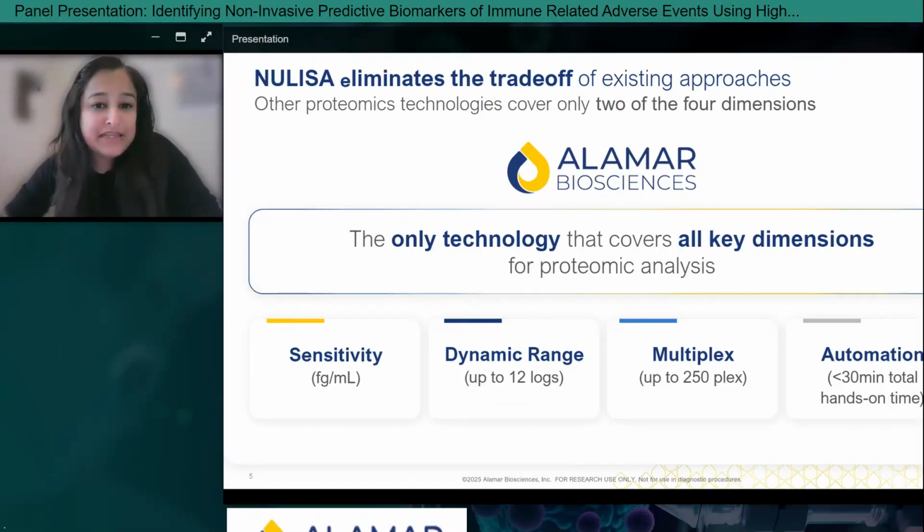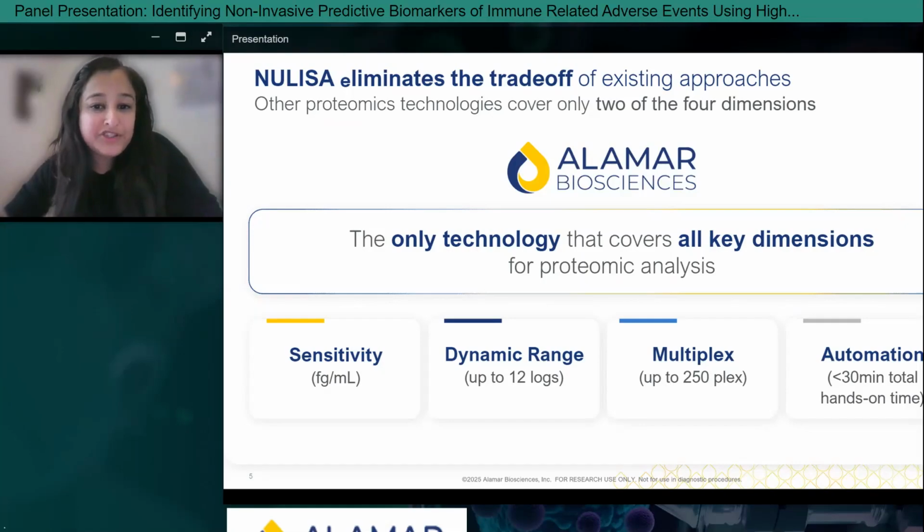The technology that we've developed is the NULISA technology. NULISA stands for Nucleic Acid Linked Immunosandwich Assay and is the only technology on the market that covers all the key dimensions for proteomic analysis. In terms of sensitivity, NULISA provides the best in-class sensitivity in the order of femtogram per ml. The flexible chemistry also enables detection of targets in singleplex format as well as multiplex, up to 250 targets that can be detected together in a single reaction with the same panel.